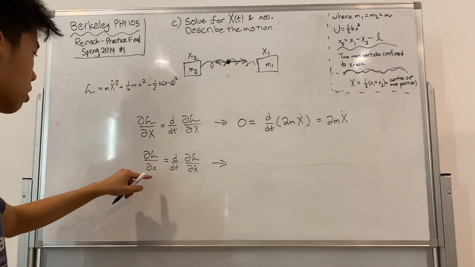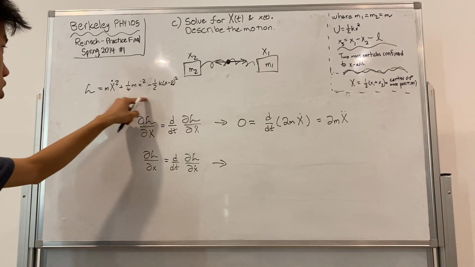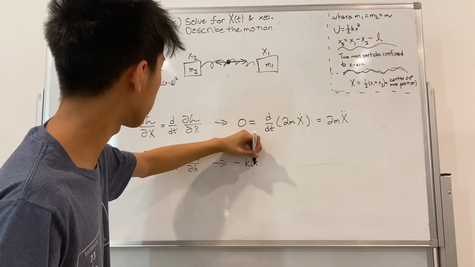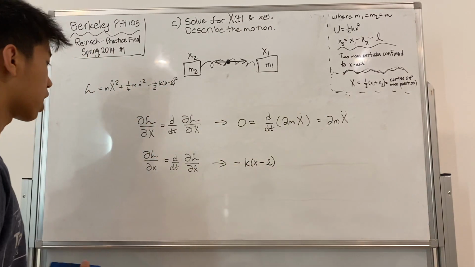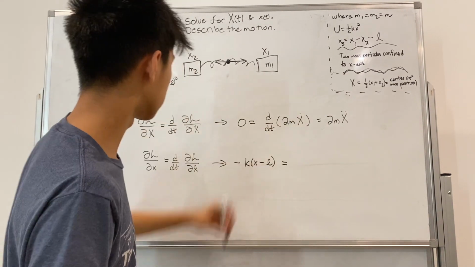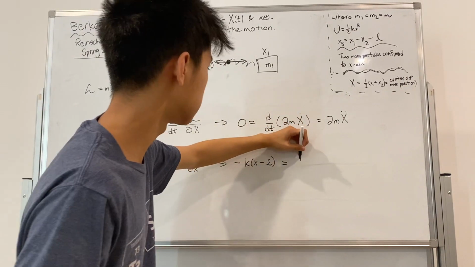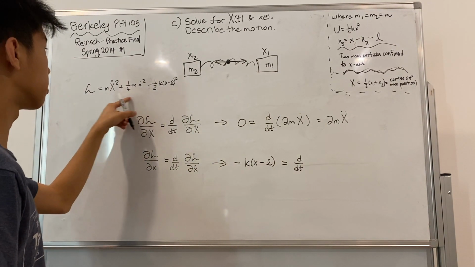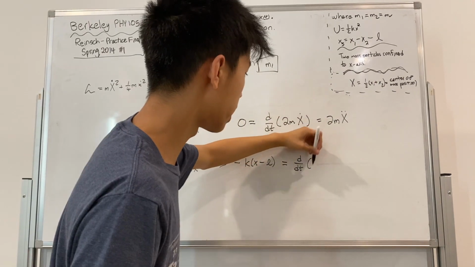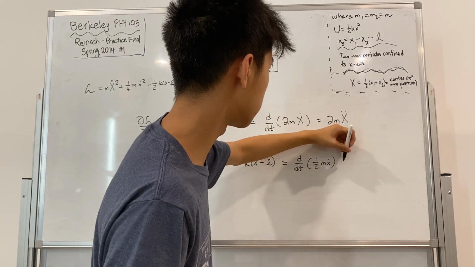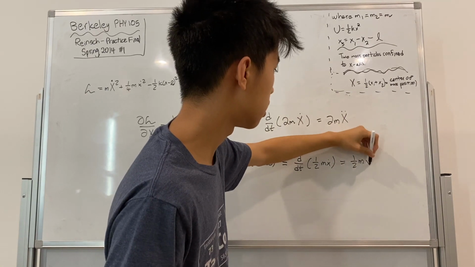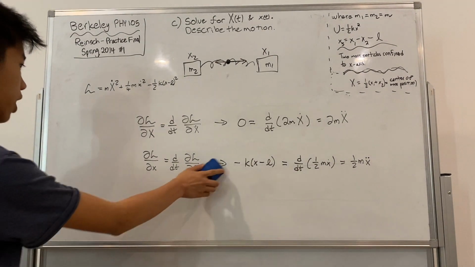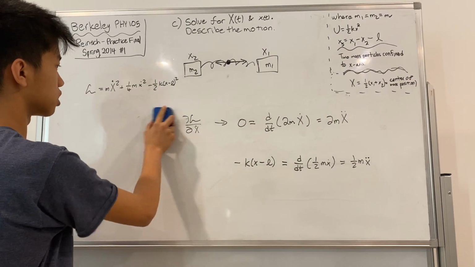So we have the partial of the Lagrangian with respect to x. There is in fact a term with little x in it, so we have negative k(x minus L), using the chain rule and the power rule. So that's some calculus, I guess. And then d/dt of the partial of the Lagrangian with respect to x prime. There is a little x prime term here, so that's 1/2 m x prime, or 1/2 m x double prime. So we now have our solved system of equations, kind of.